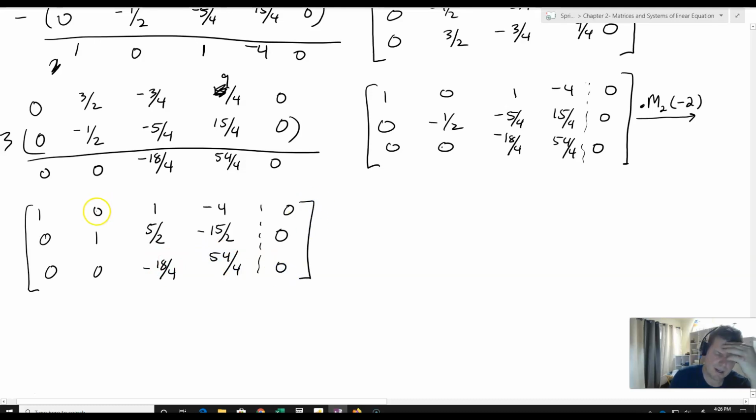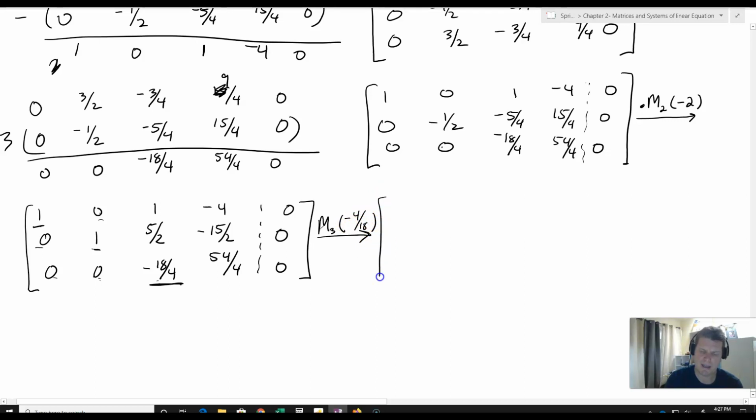Now what we'll notice is we have zeros below and above the ones, so that's awesome. That's exactly what we want. And then we have a leading 1 here, zeros above and below. So now I can move on to the next column. I want to turn this into a 1. This is definitely something I want to do. I'm going to multiply row 3 by negative 4 over 18, okay?